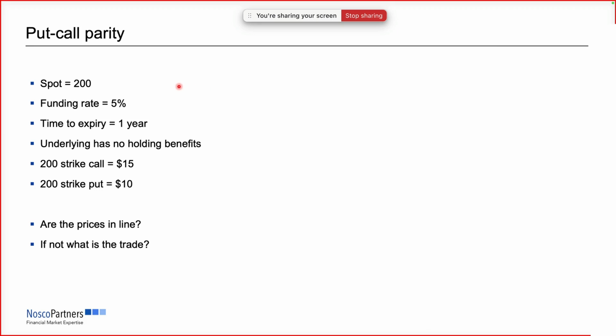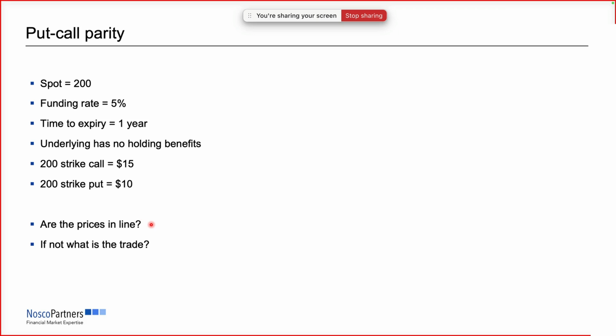So you see here the situation. You have an underlying that trades at 200. We have interest rates of 5%. The underlying pays no benefits. This is just to make my calculation simple. And we have options expiring in 1 year. And then we have two options. We have a call and we have a put with the same strike. The call costs 15, the put costs 10. And the question is, are these prices in line with each other?